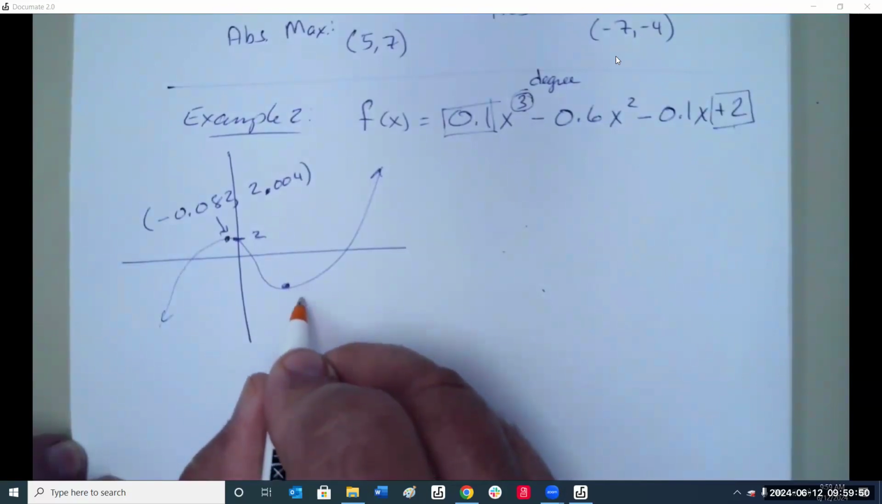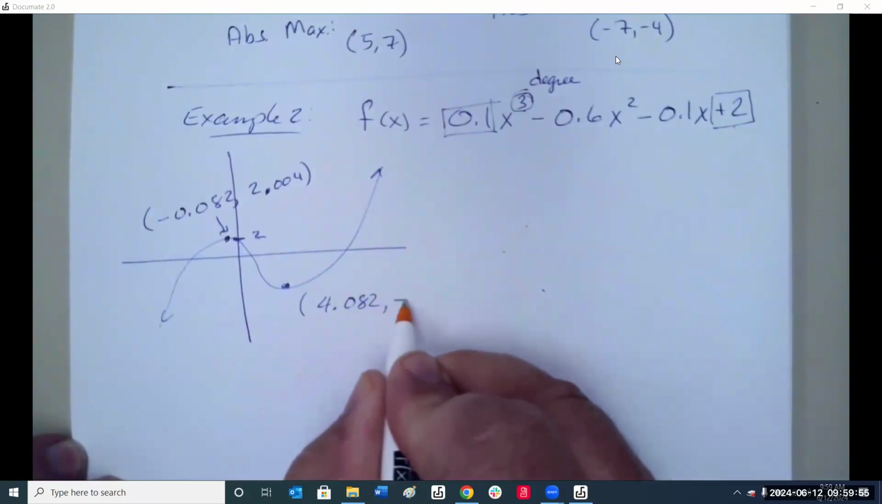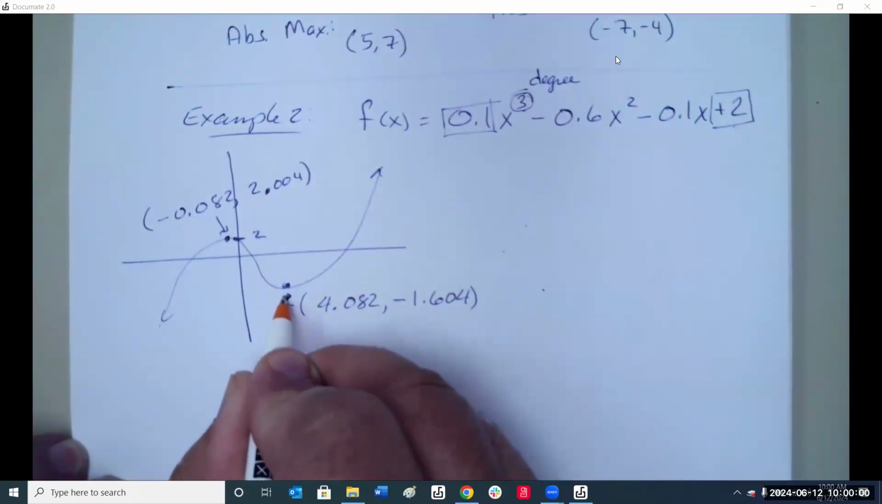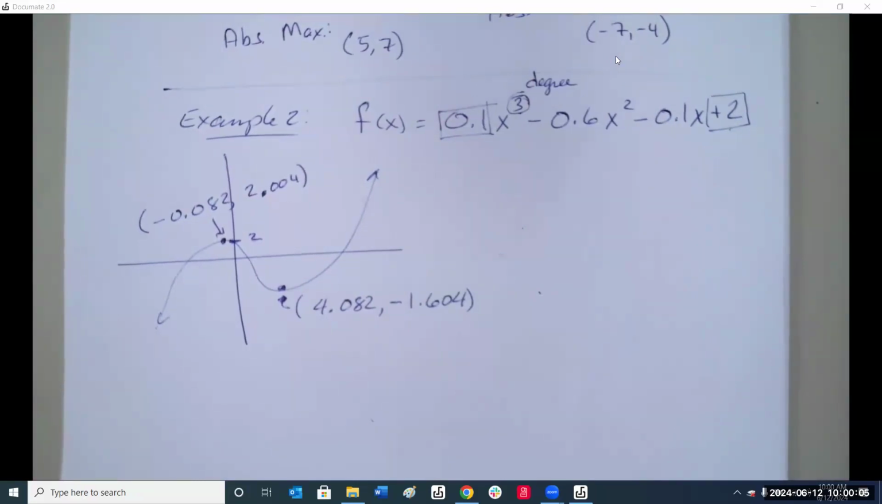This point down here is at 4.082, comma -1.604. Look at the coordinate graph. All graphs are coordinates, all these points. The reason it's called a coordinate is that the x-axis is called the abscissa and the y-axis is called the ordinate. They go together.